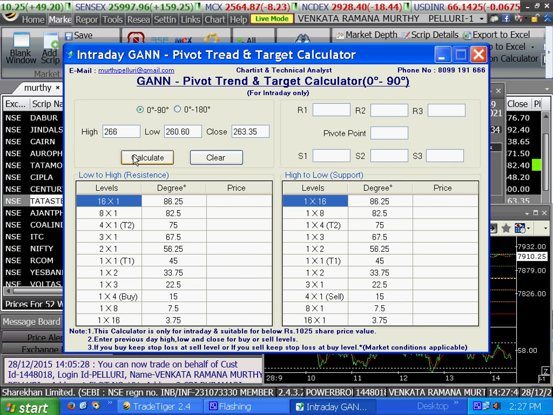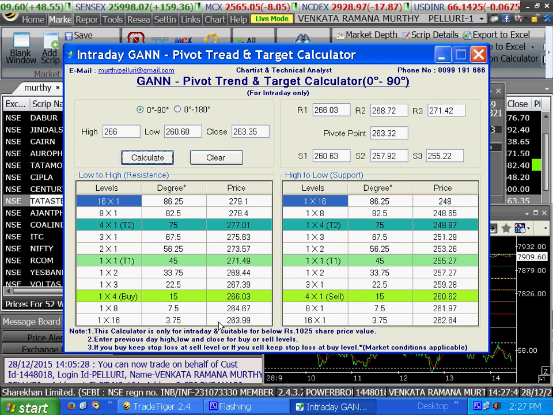I have calculated, and here I got the levels. The pivot level is 263.32, R1 is 266, and S1 is 260.63. The buying level is 266 and the selling level is 260.62 rupees. Let us see what happened.